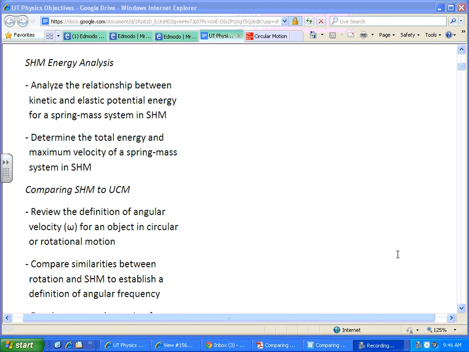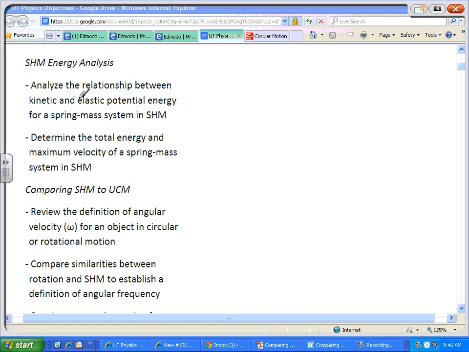Okay, so I'm going to record the walkthrough that we do here with the comparing simple harmonic motion to uniform circular motion sheet. And if you guys have questions, you can still stop me. I'll just answer them as we go. So to review what we figured out here from the energy analysis.